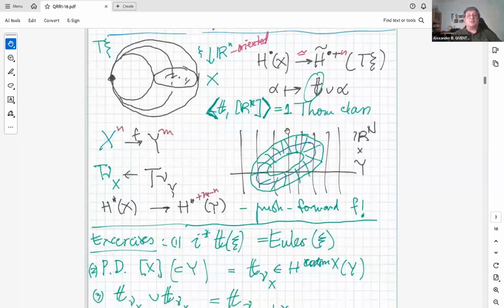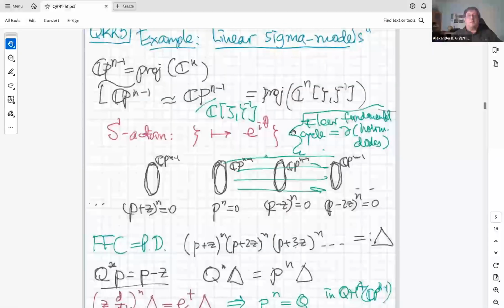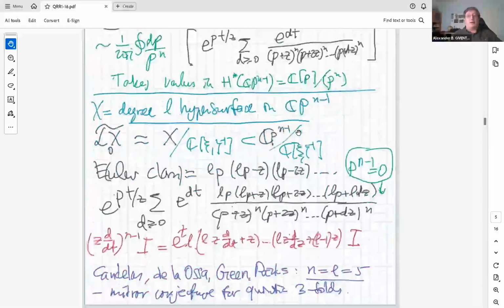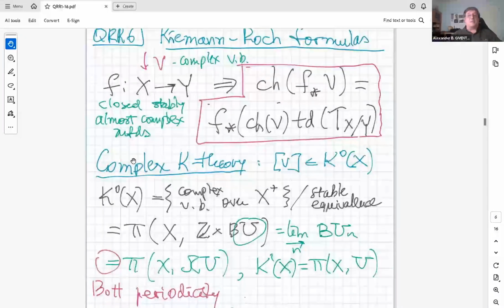So that was, therefore, this push forward involves the Thom isomorphisms, two Thom isomorphisms there. And so in principle, that construction can be applied in any abstract cohomology theory. And now we are in what's called complex K theory.